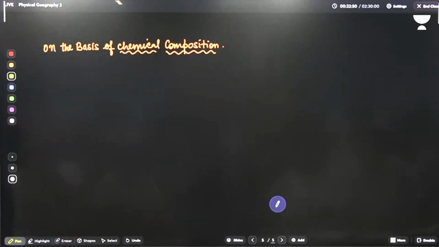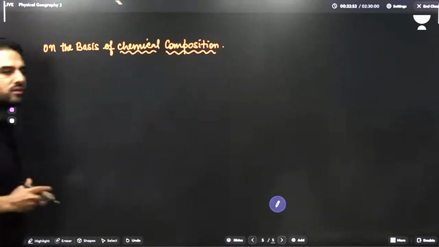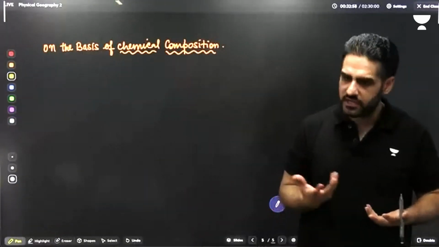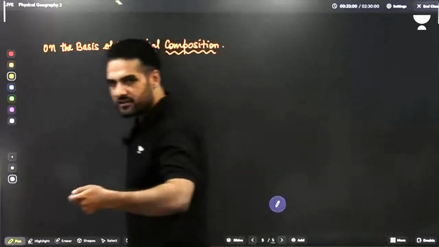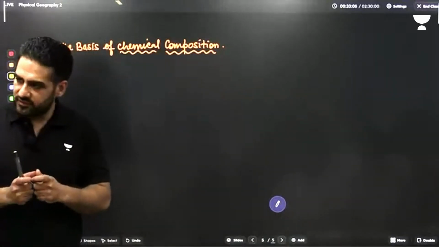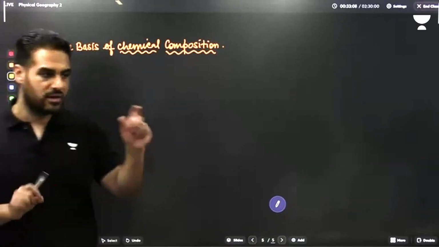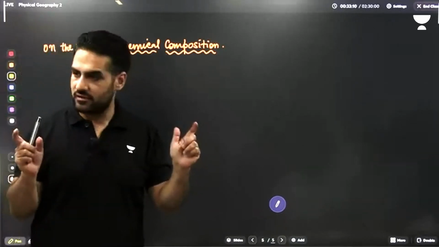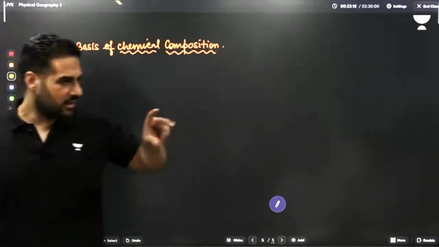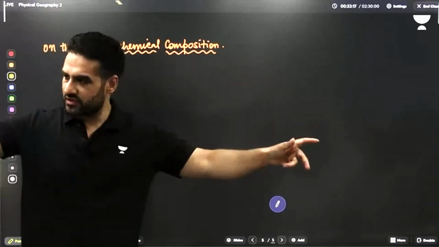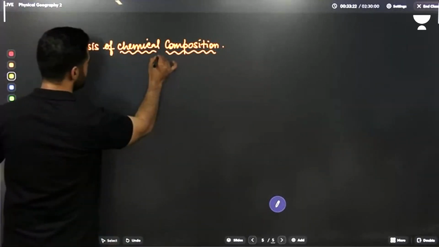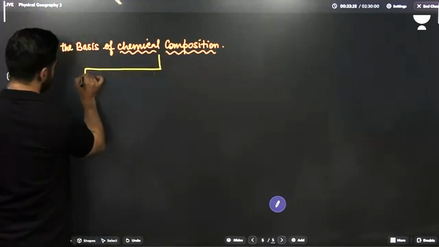On the basis of chemical composition, we have two types. What I mean by this is, when the rock was formed on the earth's surface, geologists might have taken samples of these rocks, and on the basis of the study of the samples, they found that there are different chemical properties in different igneous rocks. It means the lava is of the same type or different types? Different types. One type of lava will have one chemical composition, another type will have a different chemical composition.